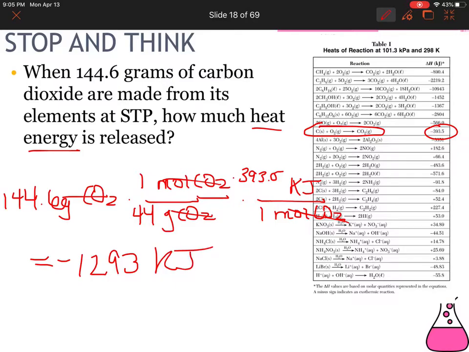kilojoules. And I just double check my sig figs. I'm only given one number in the problem. It has 4 sig figs, so my answer should have 4 sig figs, which it does. So that's the end of lesson 1, and we'll pick up with lesson 2 on Thursday.